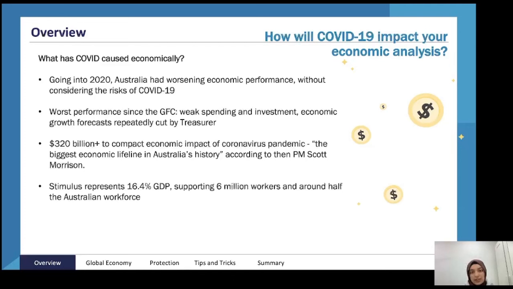So how did we actually combat the impact of it? Well, we had a $320 billion lifeline thrown by the Morrison government. That was the government in power at the time, and the stimulus represented about 16.4% of GDP, which is a significant chunk of GDP. It ended up supporting 6 million workers, around half of the Australian workforce. So talk about the analysis of that when you're going through it. Don't just mention the stat, talk about what it actually means and what it adds.